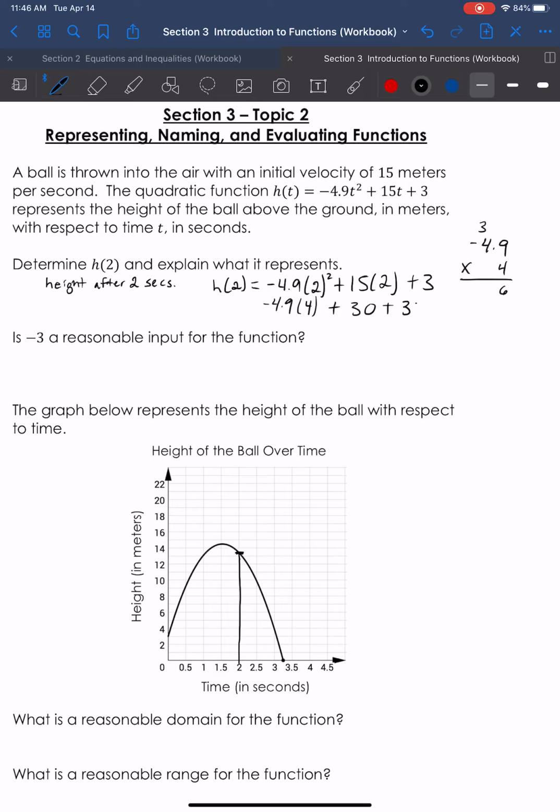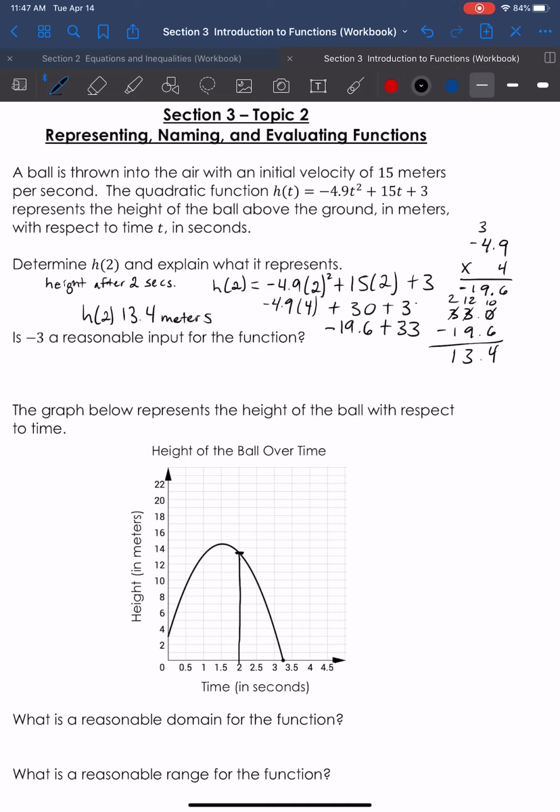19.6, and that's negative. So we have negative 19.6 plus 33. That's the same thing as 33 minus 19.6. Alright, so we have to borrow. It's going to be a 2, it's going to be a 12 and 10. So 4, 3, 13.4. Alright, so h of 2 is 13.4 meters.